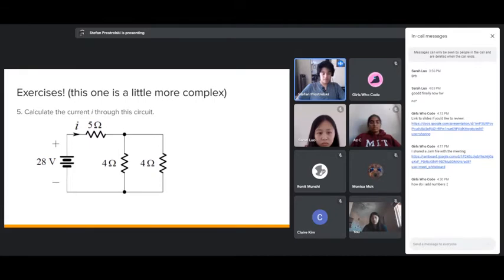And here's a quick tip. If you want to find the resistance of something like this, first find the equivalent resistance of this part, find the equivalent resistance of this part, and then add up the two resistances to find the equivalent resistance.